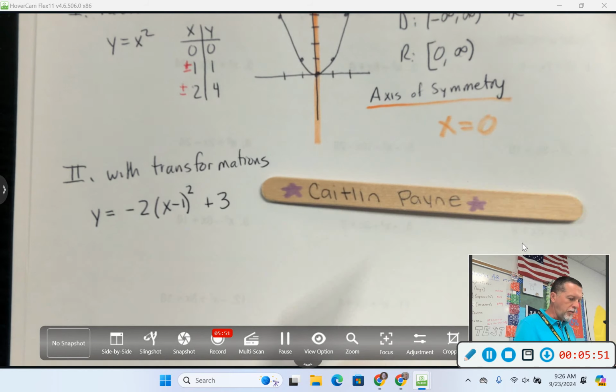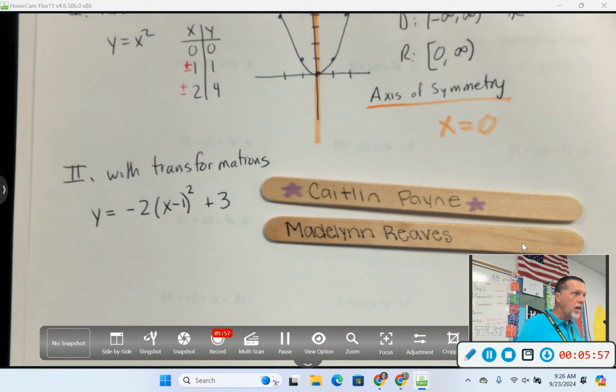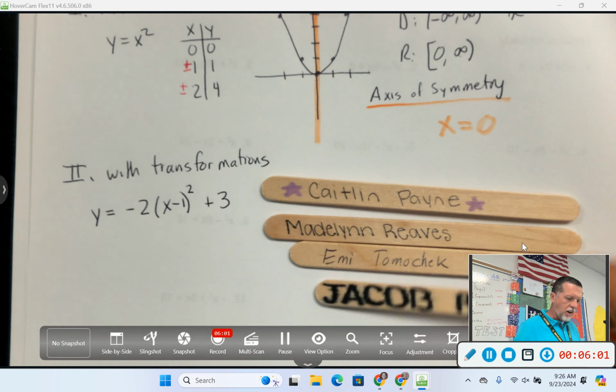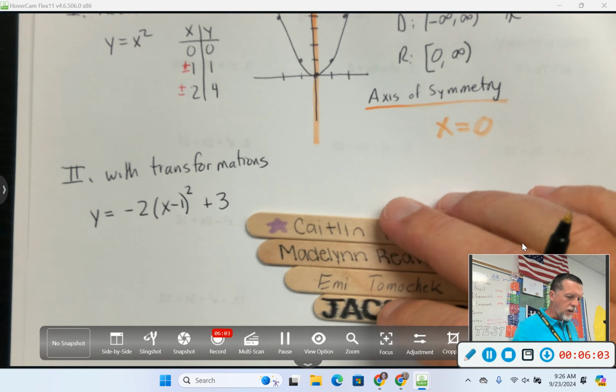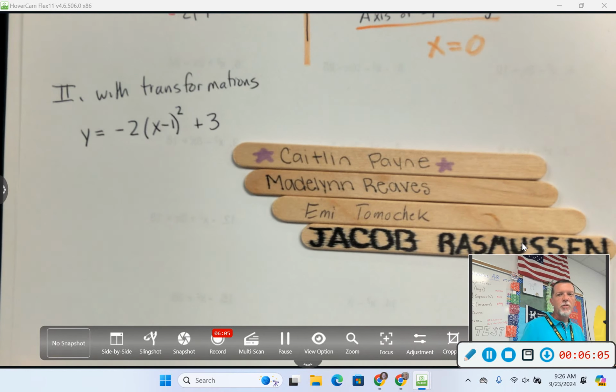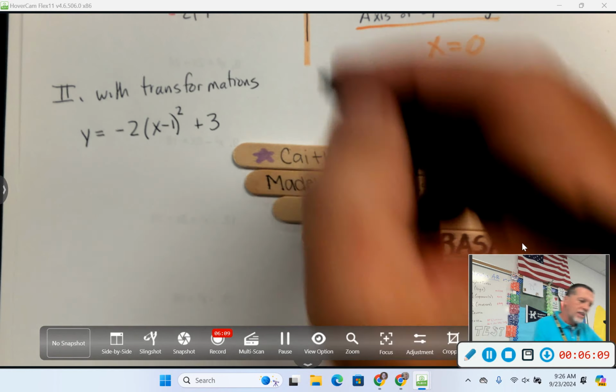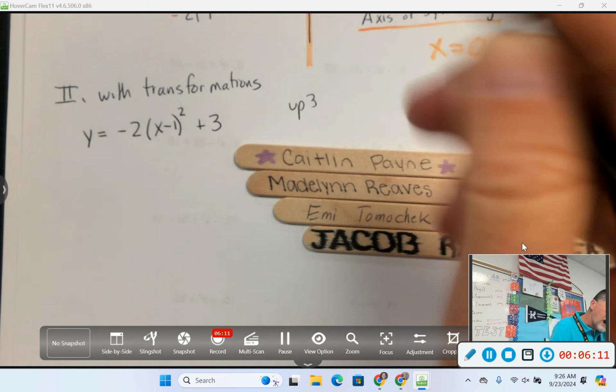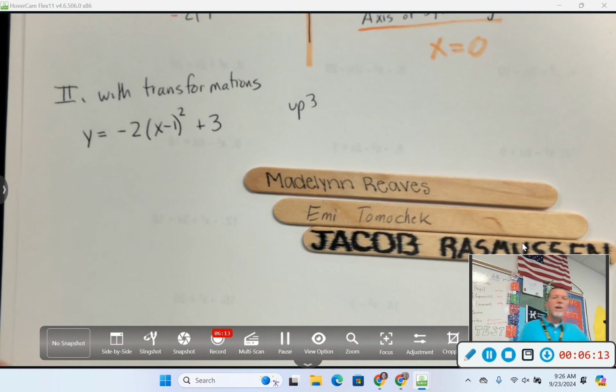And we've done these before, so I don't mind picking on people to come up with or tell me what those transformations are. So Caitlin, you get to go first, which means you can pick whichever one you want to tell me about. Up 3. Up 3. All right. Madeline, what else? You have to flip it.